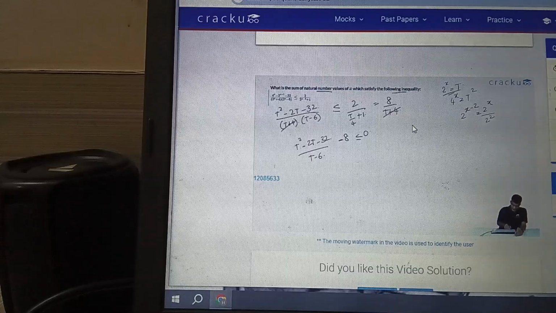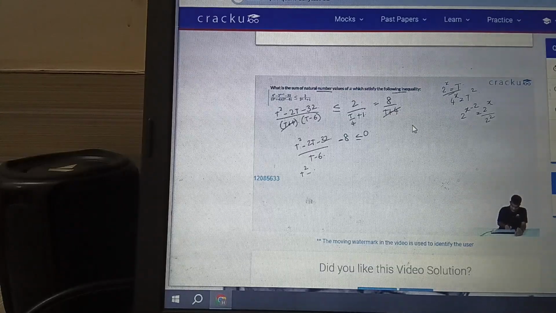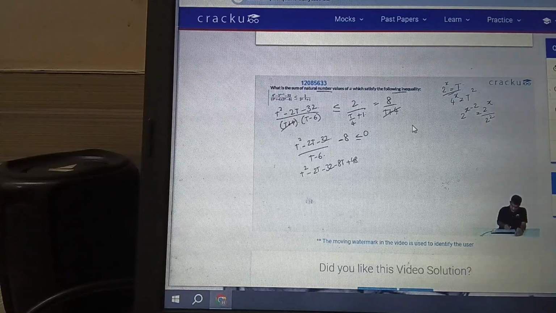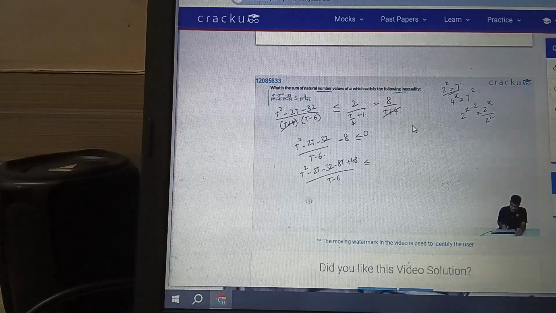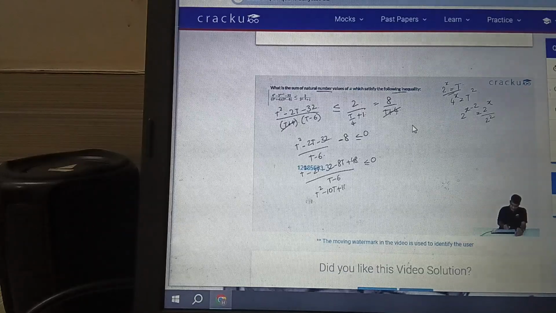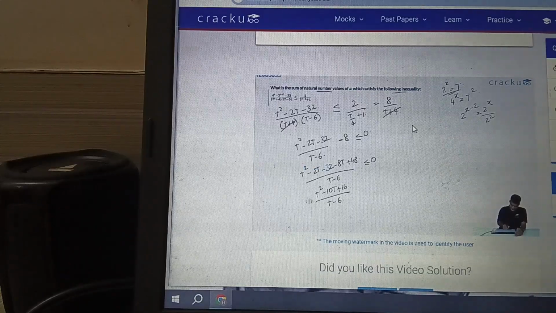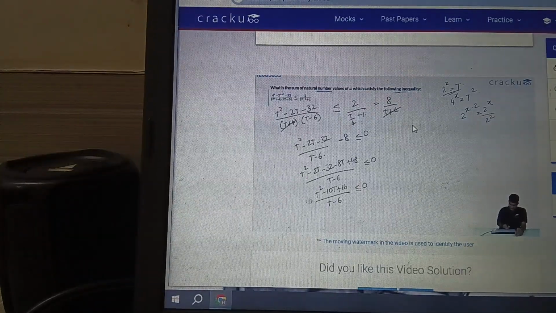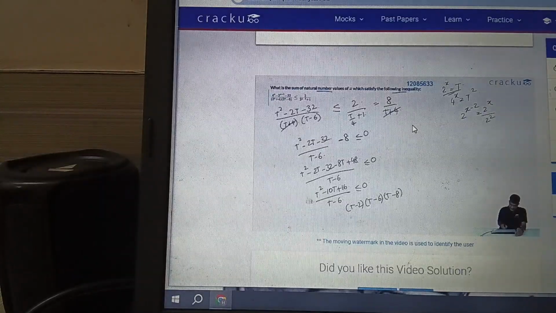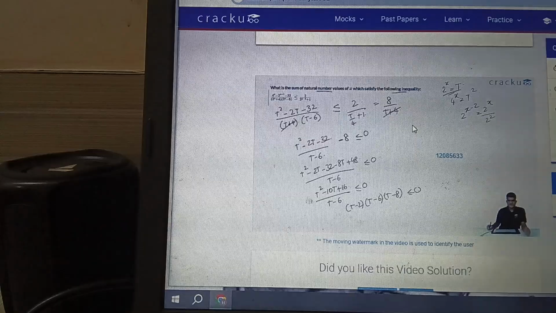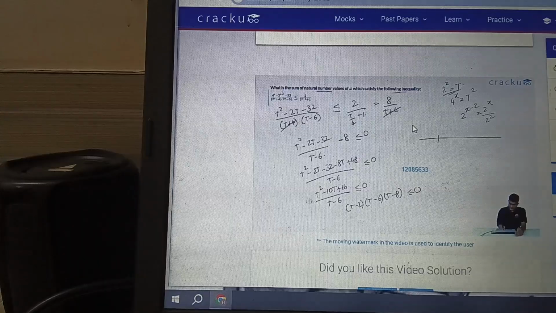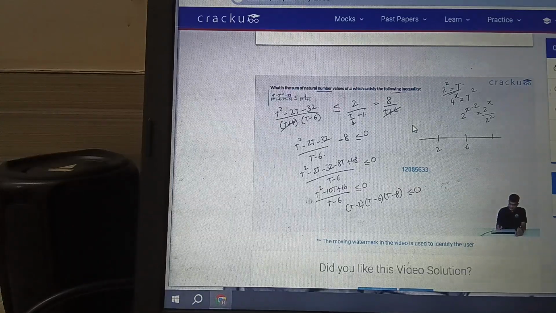You can take a common denominator of t minus 6. So this is equal to (t square minus 2t minus 32 minus 8t plus 48) divided by (t minus 6) is less than or equal to 0. Or this is (t square minus 10t plus 16) divided by (t minus 6) is less than or equal to 0. So this would imply that (t minus 2)(t minus 8) divided by (t minus 6) has to be less than or equal to 0. What is the interval for t for which this is satisfied? You should look at the roots of the cubic equation. You have 2, you have 6 and you have 8.